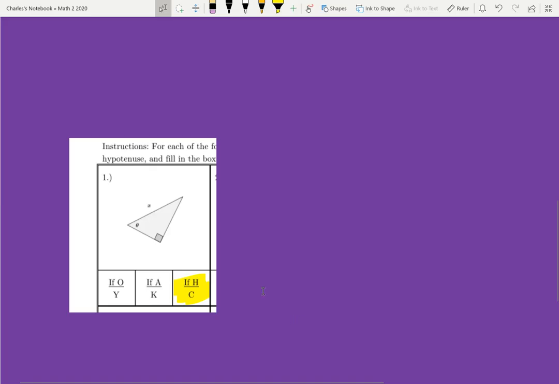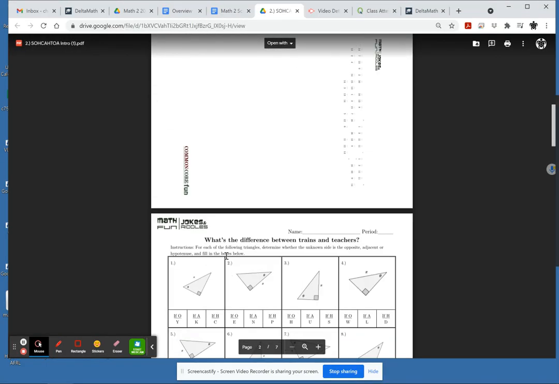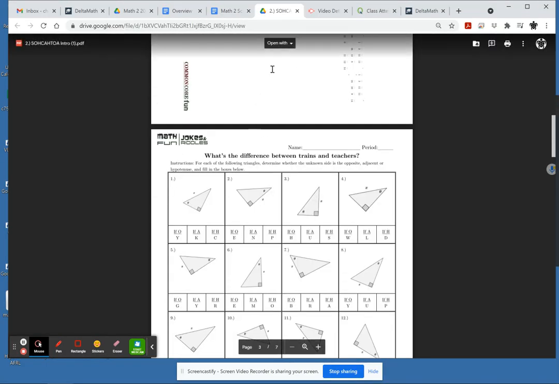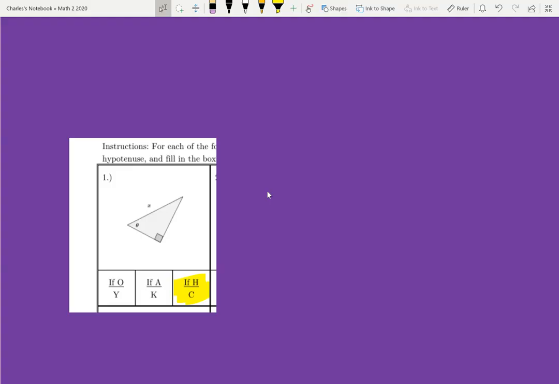And then this joke is actually pretty funny. And I don't usually just say that unless if I mean it. And what is the question? What's the difference between trains and teachers? You're going to laugh when you see the answer to this one. I promise.